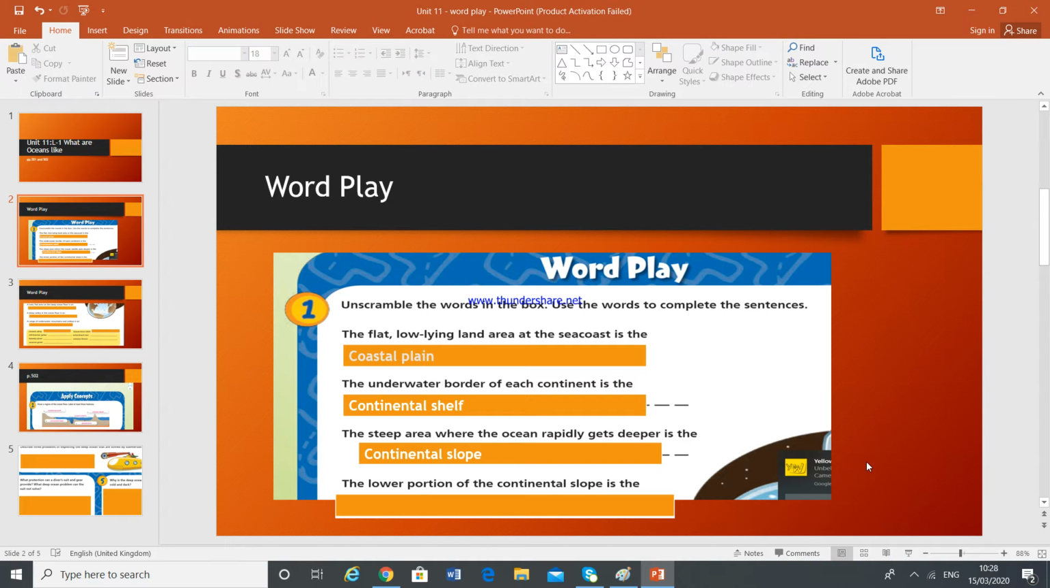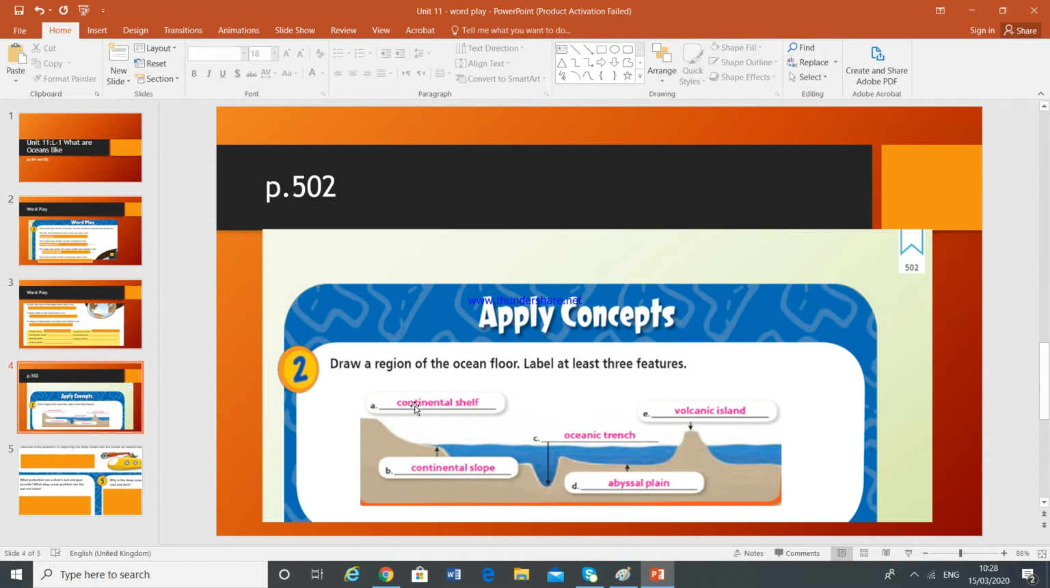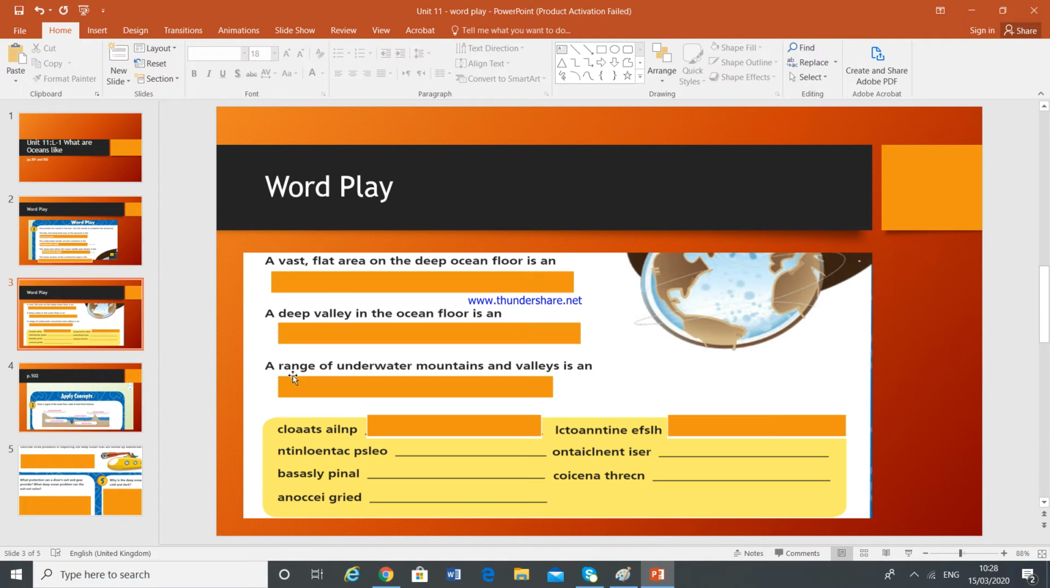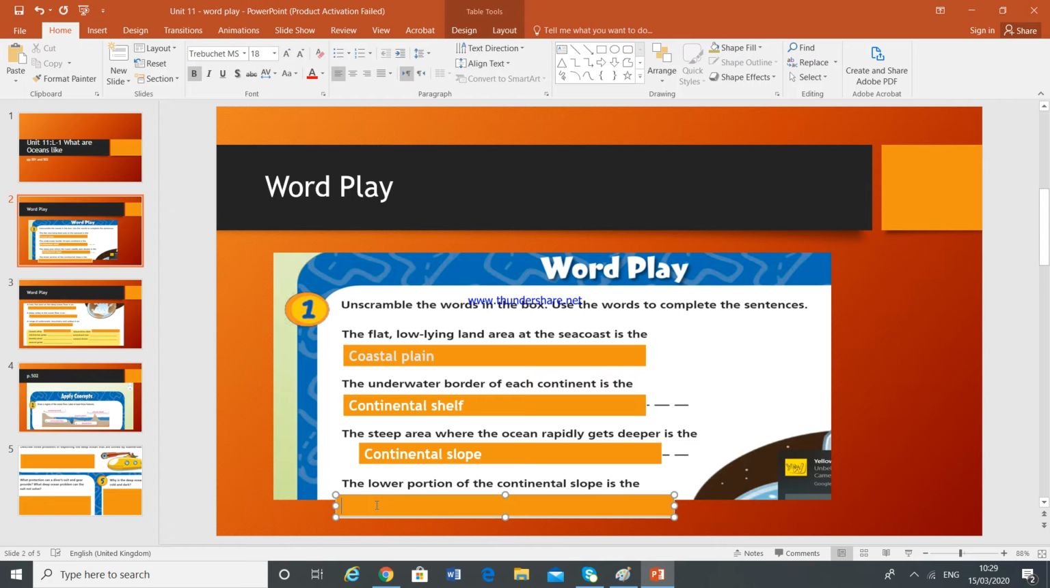Again, let me show you here. Here is the continental shelf. This is the slope area, the continental slope. And when it rises up, it's called the continental rise. So the lower portion of the continental slope is called the continental rise.